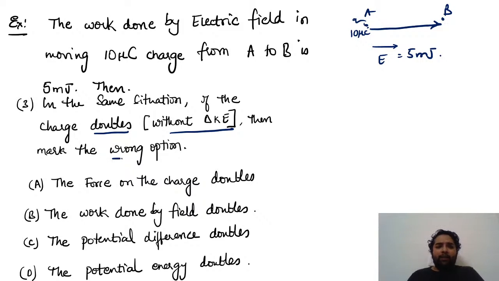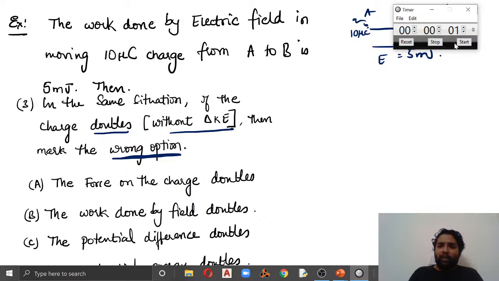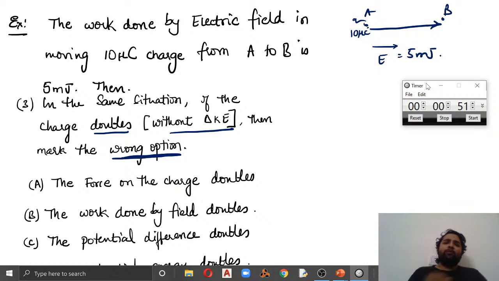You have to mark the wrong option. Okay, I'm going to give you 1 minute. It's a theoretical question, guys. You have to answer this question. Take your time and understand this and then go for the answer. If the charge is doubling, so what happens when the charge doubles?